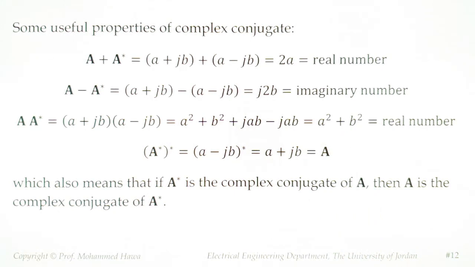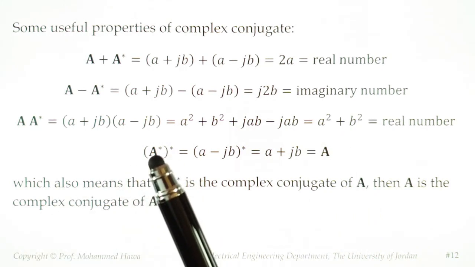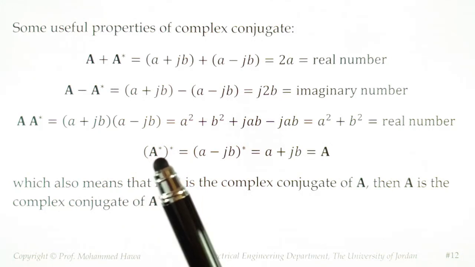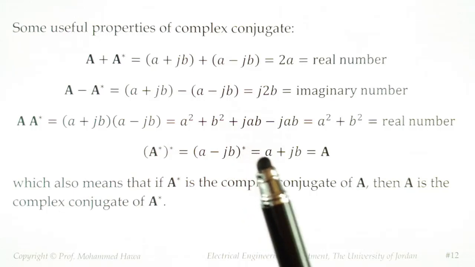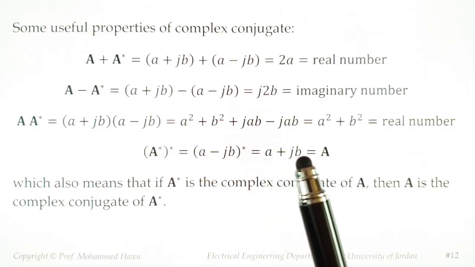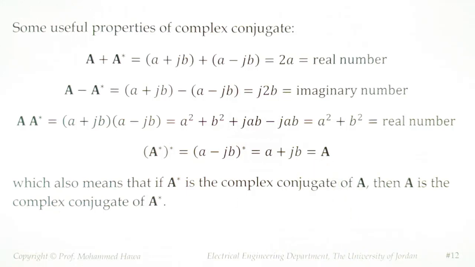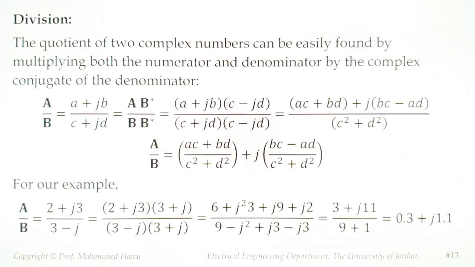Finally, an interesting property. What is the complex conjugate of the complex conjugate? If you take A equal to a plus jb and you find its conjugate a minus jb, and then you take the conjugate again, what you're going to end up with is a plus jb, the original complex number. So if A star is the complex conjugate of A, then A is the complex conjugate of A star. This is a very simple result. Why did I tell you about the complex conjugate? Because it's going to help us in dividing two complex numbers.